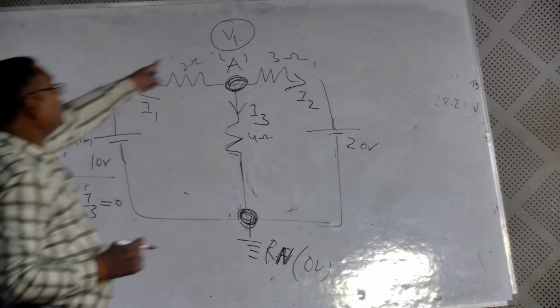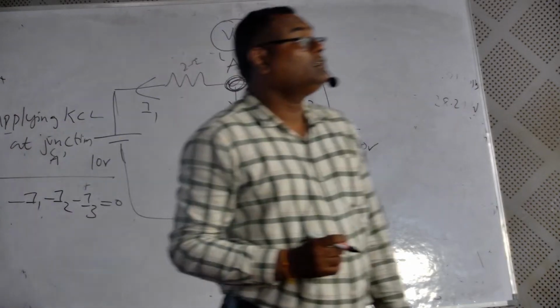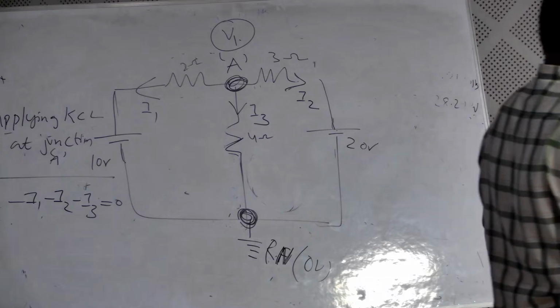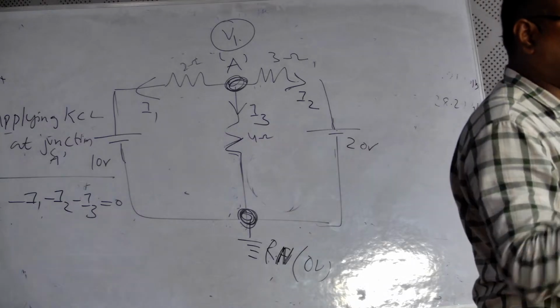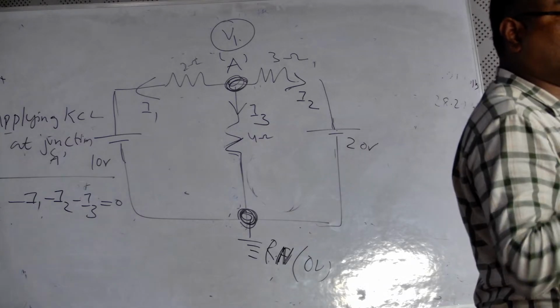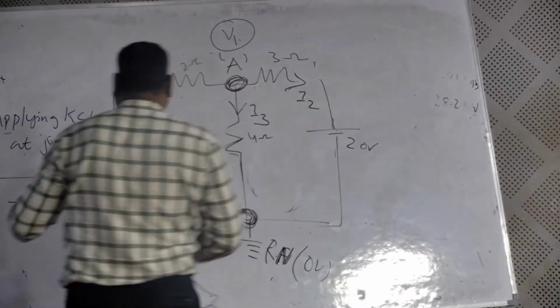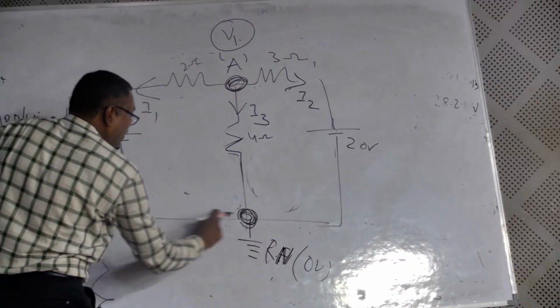Now I want the unknown voltage. I need V1. So the current should be converted into V by R. V is equal to IR, so I is equal to V by R. Convert all the currents in terms of V by R, because we need unknown voltage values. I need the V1 value, that's why I am converting. Now tell me, for this branch how many voltages are there?